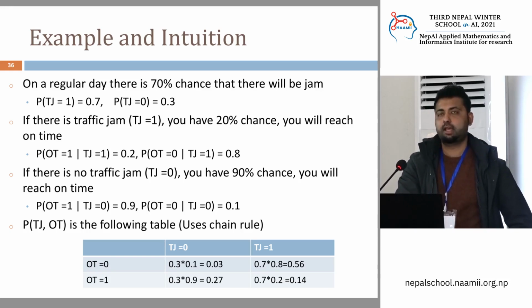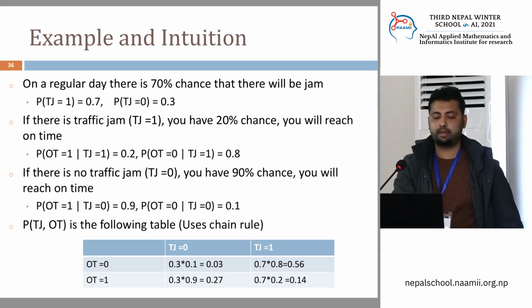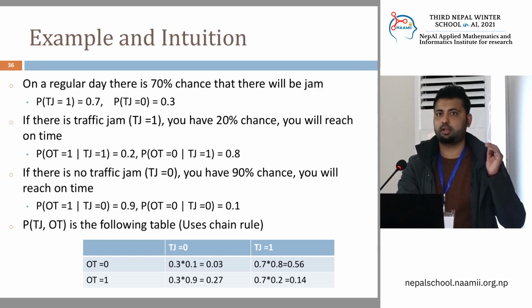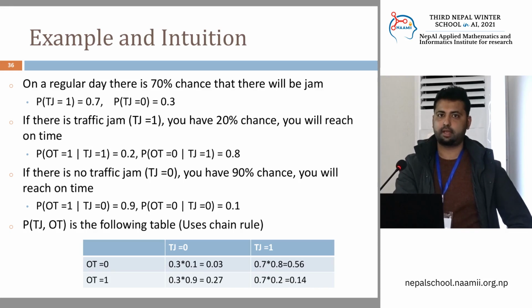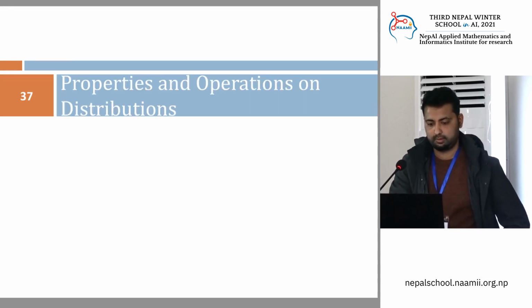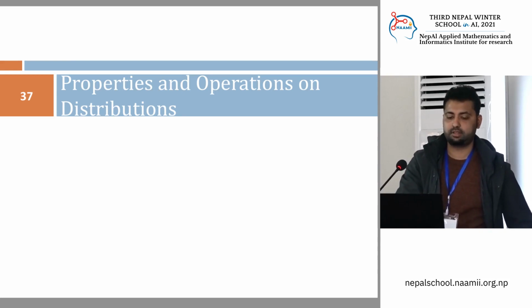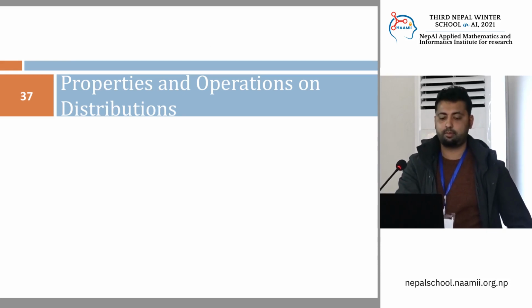But if you want to find the probability that you will reach college on time as well as there is a traffic jam, then all you need to do is multiply the probability that there is a traffic jam times the probability that you will reach college on time given that there is a traffic jam. That's all, right? So this is what this chain rule is talking about. If you want to find probability A comma B, then you just need to do probability A given B times P of B.